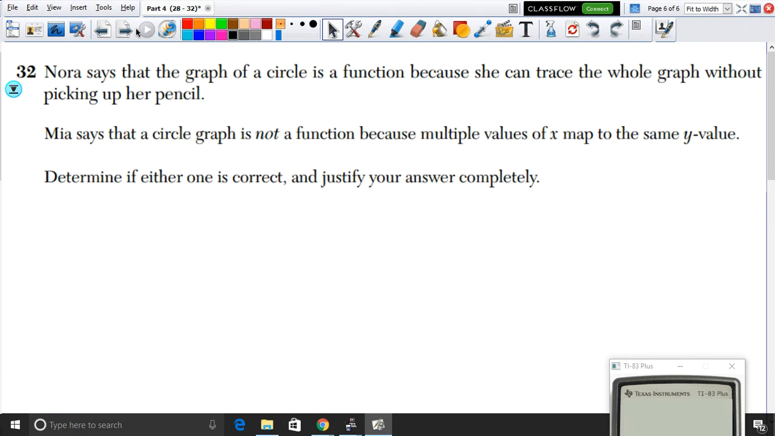Okay, so let's see here. Now, what exactly are they trying to look at in here? It says Nora says that the graph of a circle is a function. So they're having a discussion about a graph of a circle.